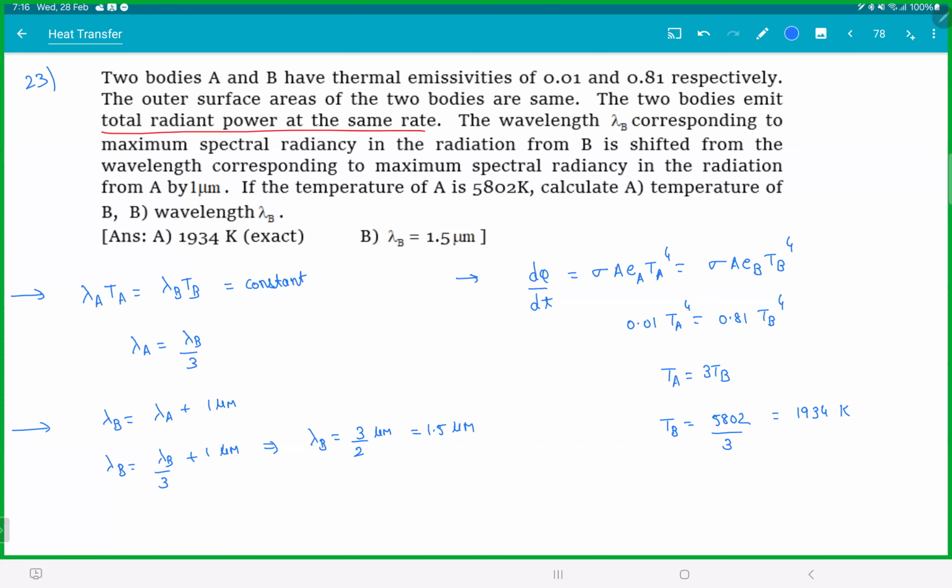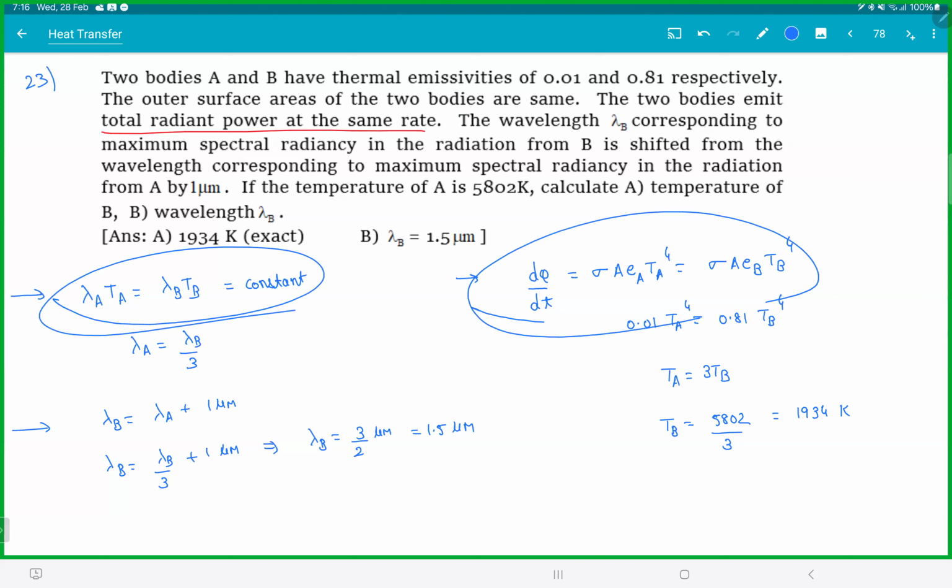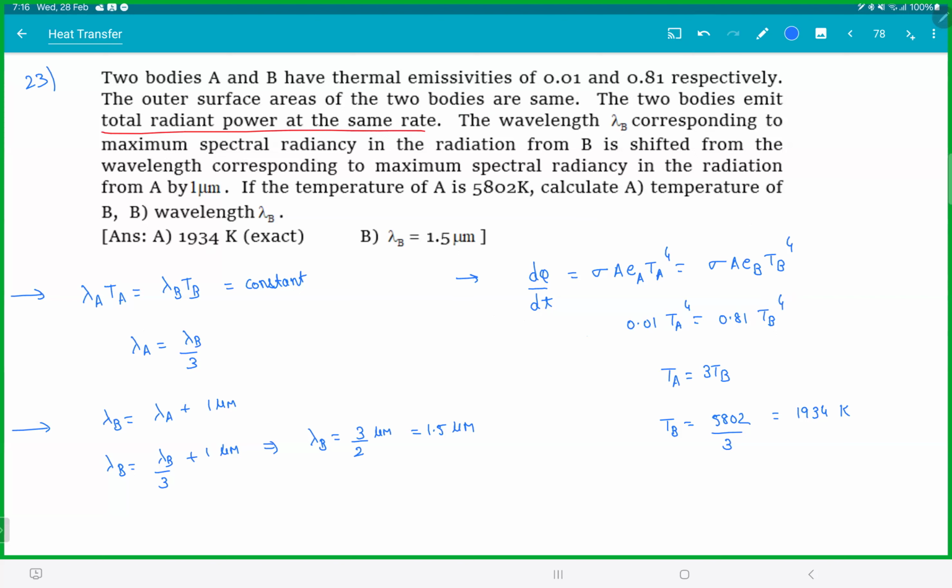Clear with the steps? First thing, it is there in the question only. Power is the same. Second thing, he said they're made of the same surfaces outside, so this is constant. And then he said the difference in wavelength is given. So finish it off. You have all the data.